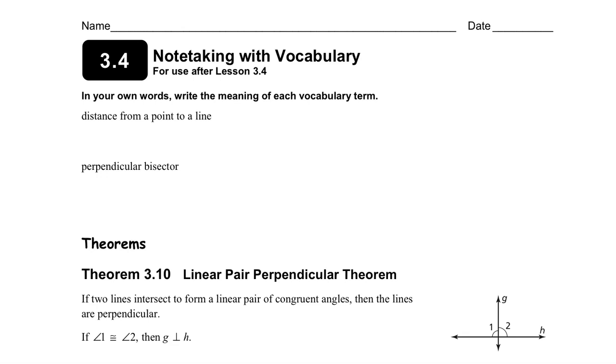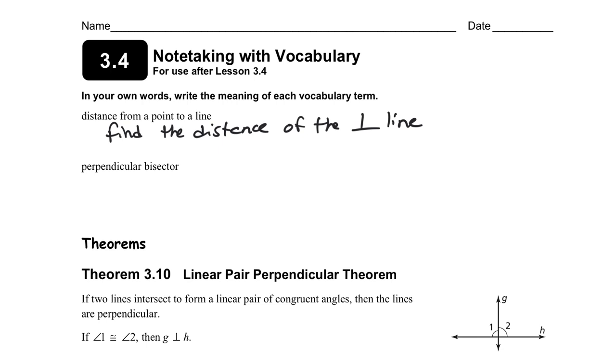This is lesson 3.4, and we're going to skip around a little bit, but we have some theorems that deal with perpendicular lines. First off, some vocab here. Distance from a point to a line. If you want to find the distance from a point to a line, you find the distance of the perpendicular line. The shortest distance from a point to a line is where it's perpendicular to it.